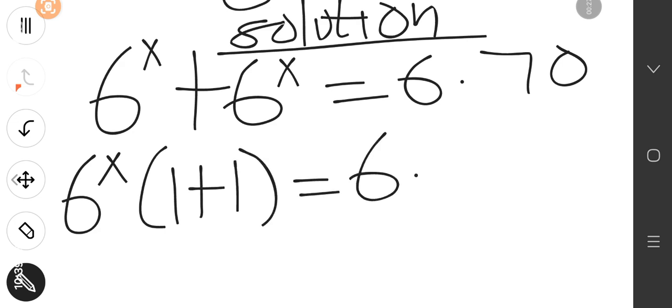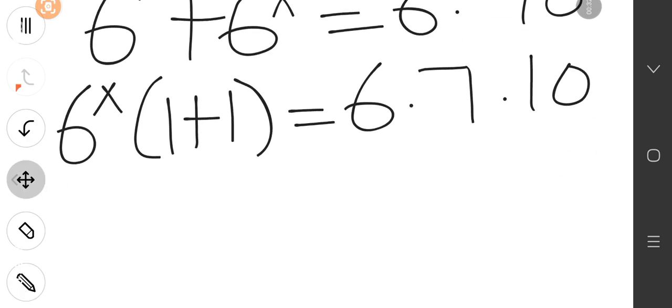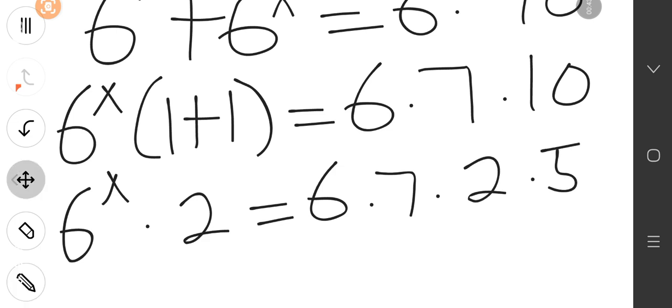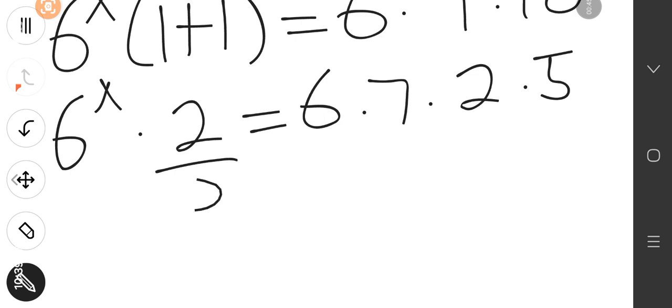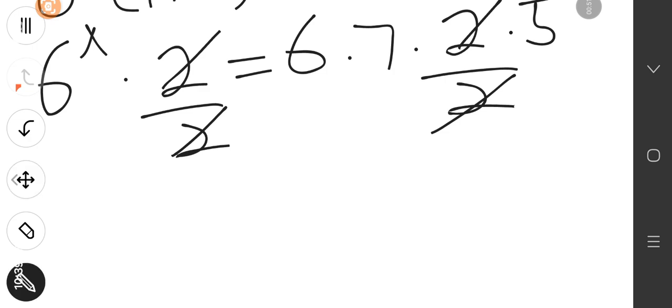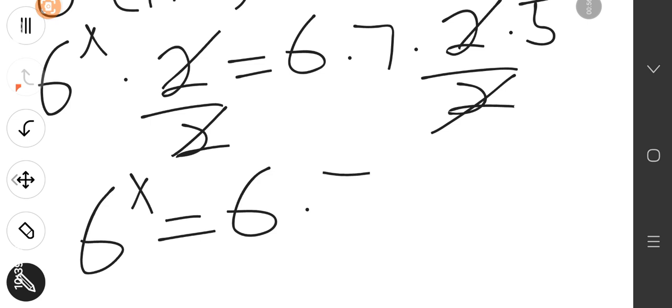Now 70 is the same as 7 times 10. All right, so our equation becomes 6^x times 2 = 6 times 7 times 10. Now 10 is the same as 2 times 5. All right, so let's divide here by 2, here by 2. So this cancels this cancels this. So now we have 6^x = 6 times 7 times 5.